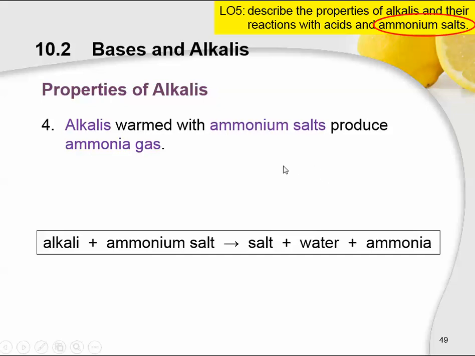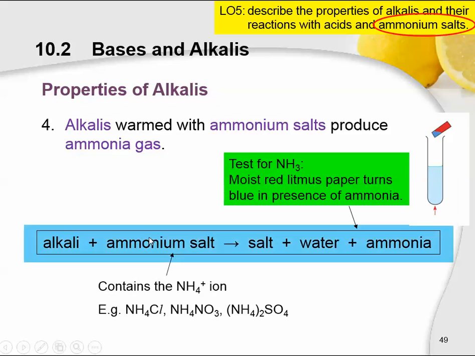Next reaction, alkali. Alkalis when warmed with ammonium salts produce ammonia gas. And this other general equation is very important. Alkali plus ammonium salt, or even a base, for example calcium oxide or calcium hydroxide, a base plus ammonium salt. When you warm it, you form a salt, water and ammonia gas. Please remember that. How to test for ammonia gas?